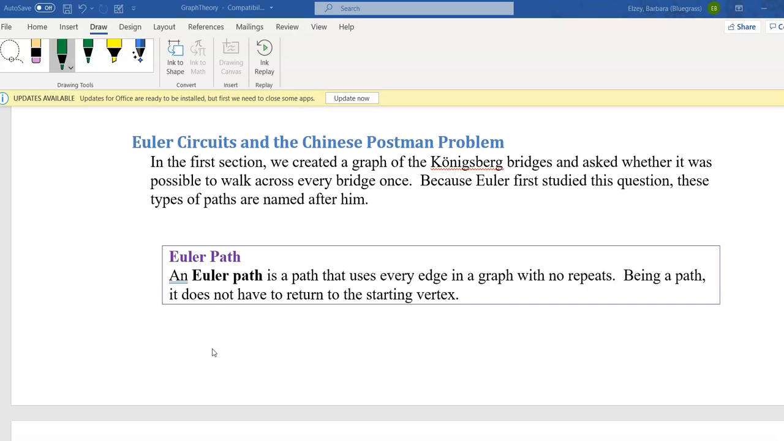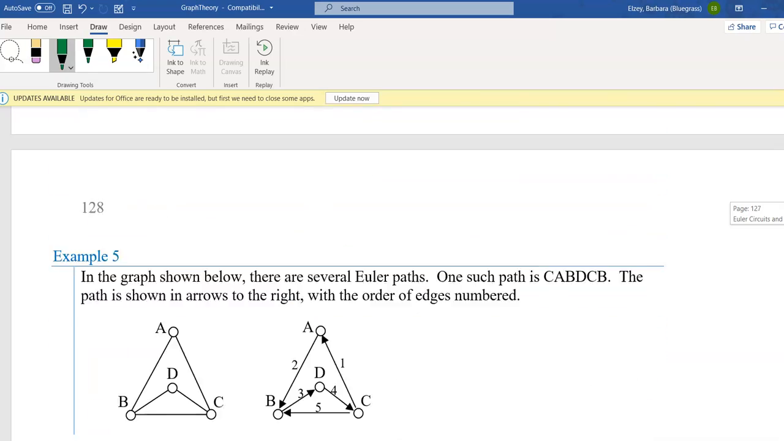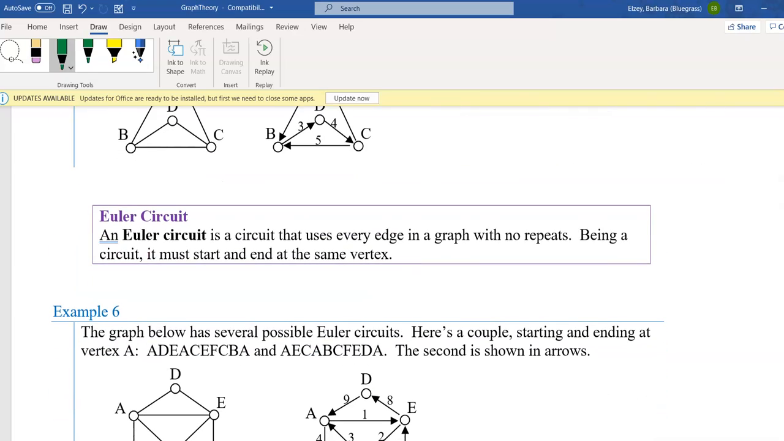Let's suppose a postman wants to go the least amount of times down a street. So traveling just the edge once is going to be a lot easier for him than having to repeat that. So we are going to look at Euler paths. We want to travel every edge in a graph with no repeats. By the same token, an Euler circuit is a circuit that travels every single edge in the graph. All right, so let's begin though by finding an Euler path.